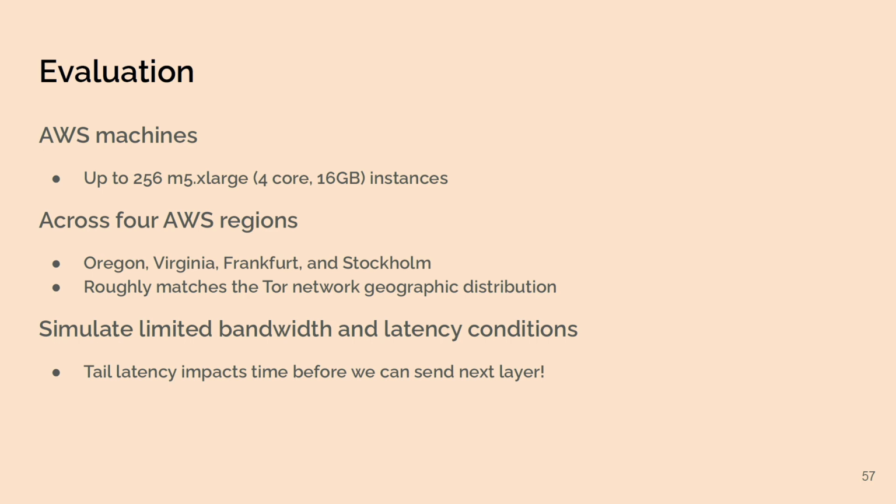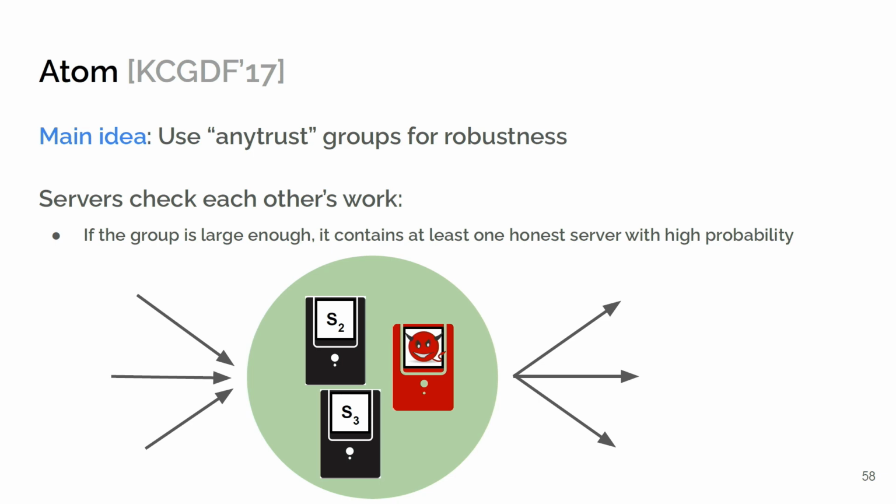We also simulate limited bandwidth and latency conditions because you might notice about this design that the tail latency will greatly impact the time before we can send the next layer. And so for comparison, we use the state-of-the-art mixnet for this robust and scalable idea, and that's Atom. Atom is also limited by how to achieve robustness in their performance.